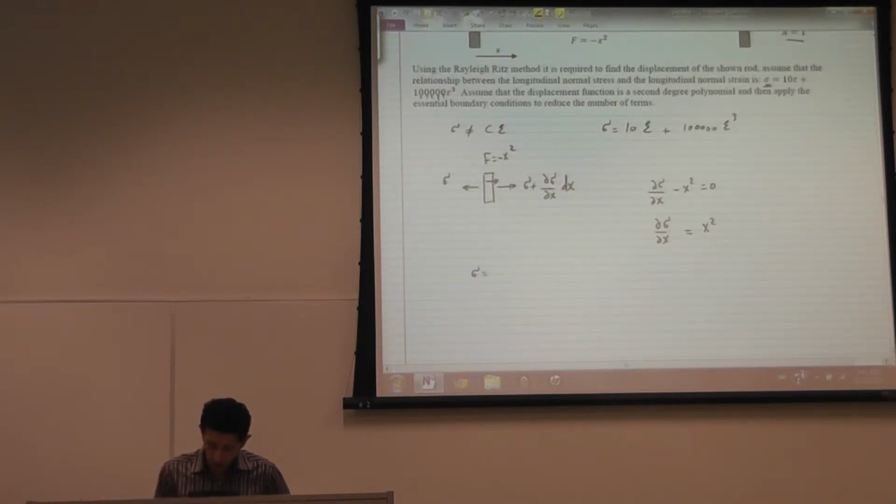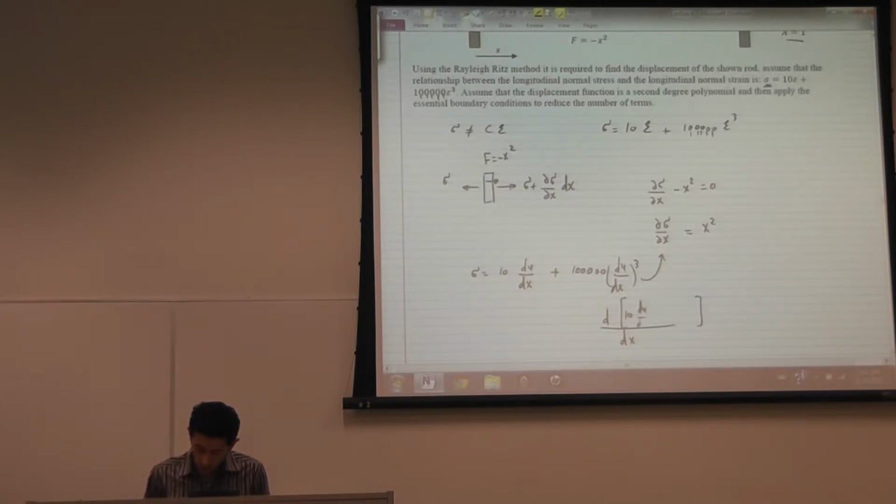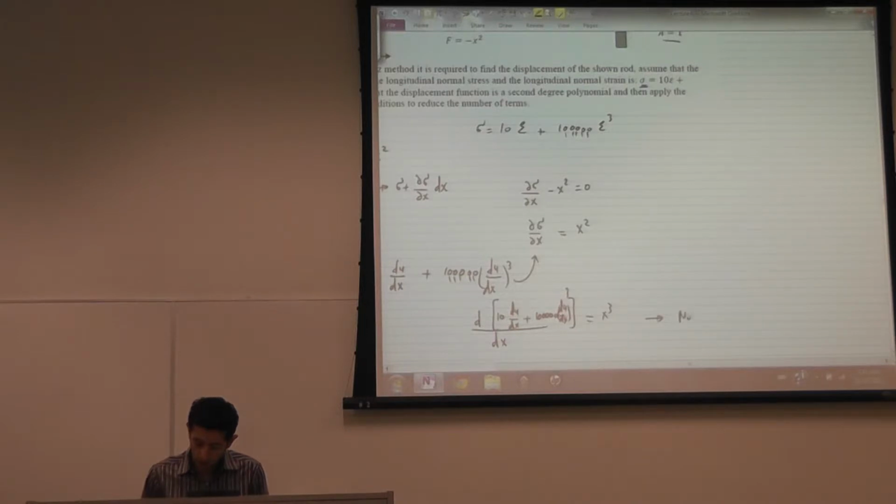But sigma is equal to 10 du by dx plus 1000, or whatever, 1, 2, 3, 4, 5 du by dx cubed. So I'm going to put this here, d by dx squared, and get a non-linear differential equation.